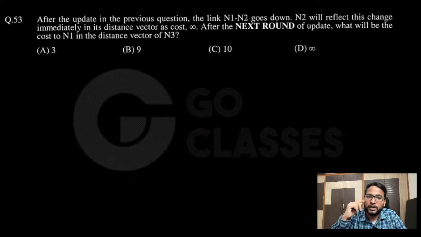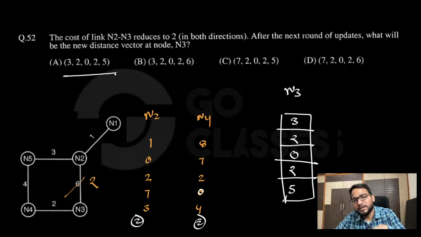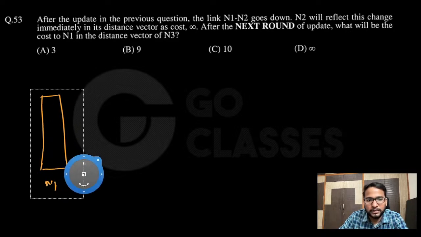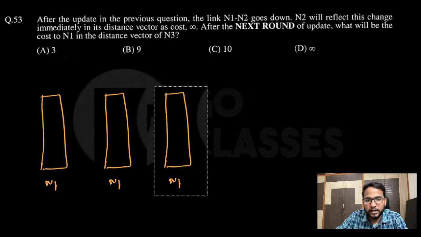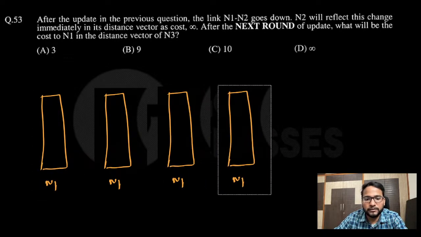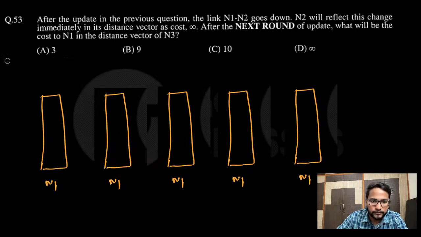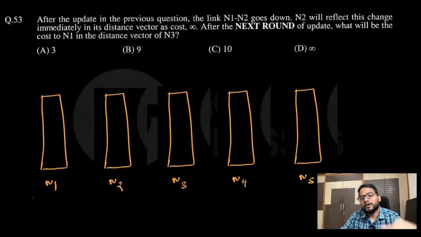And then they are saying the link N1 N2 goes down. You update everyone, which means that you will be having some other vectors here. After updation you will be having some vector for N1, some vector for N2, similarly some vector for N3, like that, right? N1, N2, N3, N4 and N5. So after the updation from the previous round, you will be having 5 different vectors. Then you need to check which one is the correct.